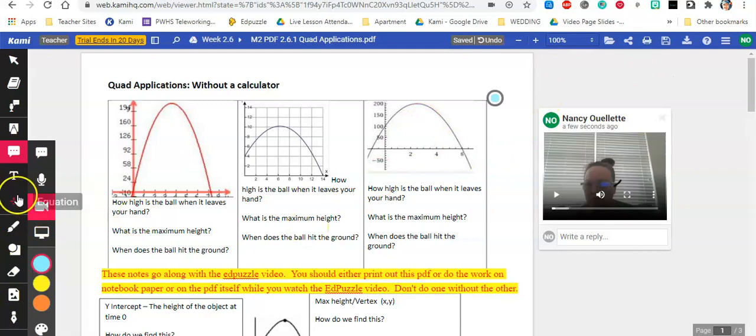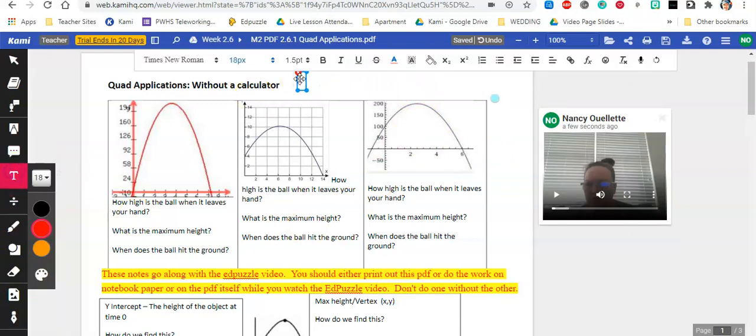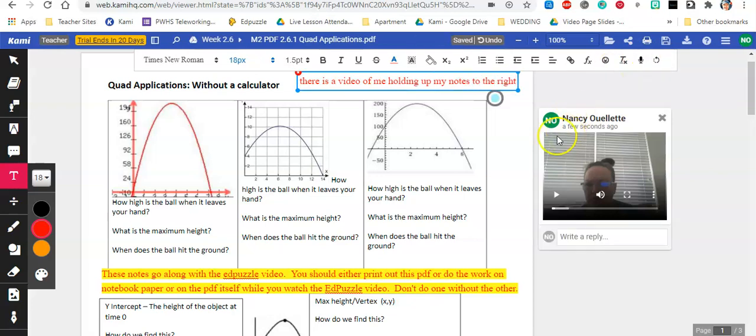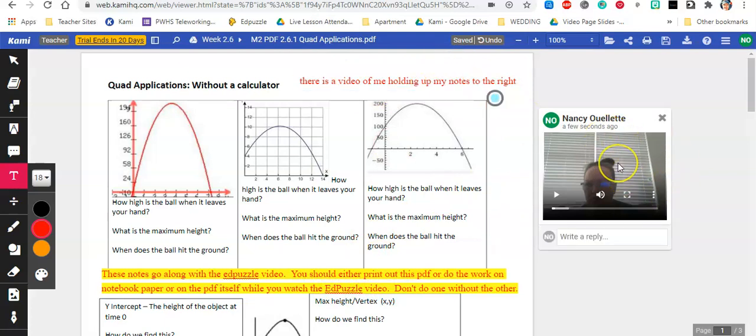And you can even choose a text box and type in over here. You can even do the microphone. There is a video of me holding up my notes to the right. There you go. And see, then I will see that right there. Make it big, do it in red, do a yellow background, whatever, just so I see it. So I make sure that I see that video, and then you'll get credit for doing the work. So 3 ways you can do it: notebook paper, print it out, or work directly on the PDF.